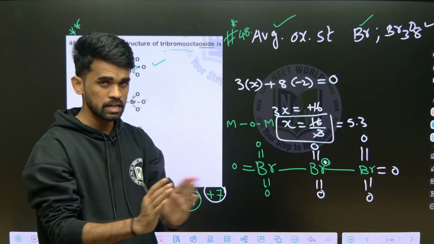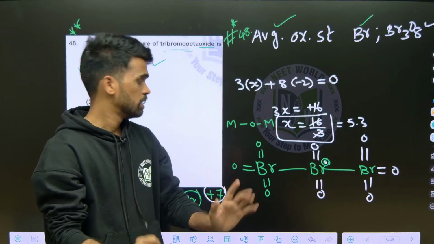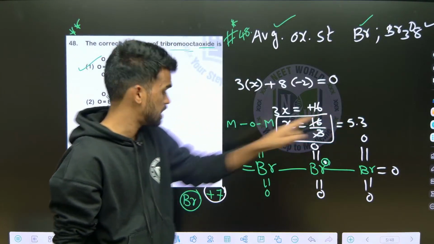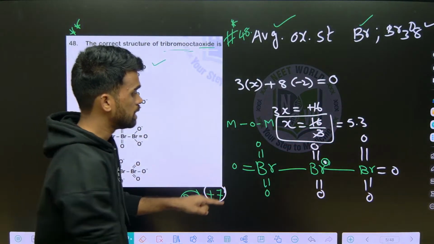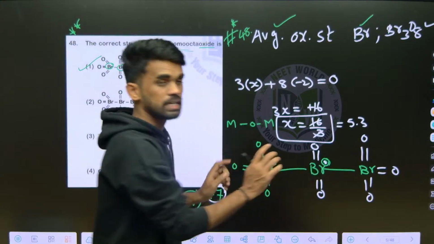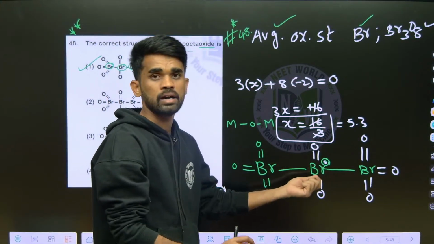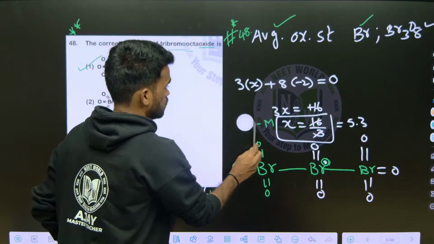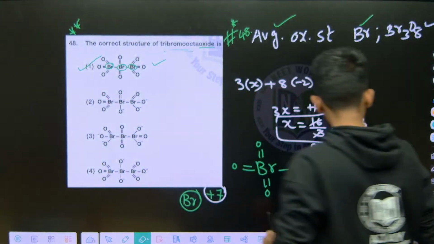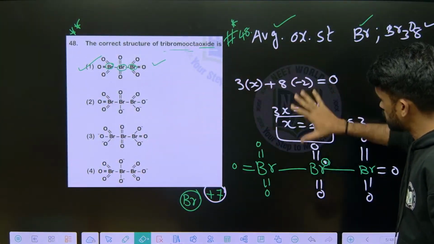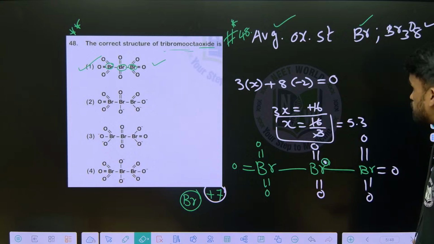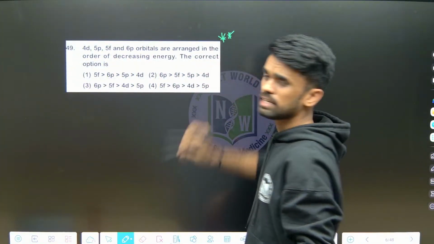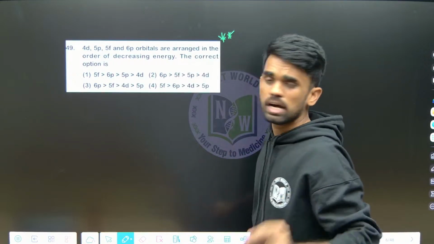I hope it is clear, there is no confusion at all. So since the calculated average oxidation state is less than the maximum oxidation state of bromine, I am writing a direct Br-Br linkage instead of a Br-O-Br linkage. I hope it is clear. Okay. Now these are the things you should focus on from this particular topic. Then next, this is a common question we can see in NEET, EAPCET and JEE kind of exams.